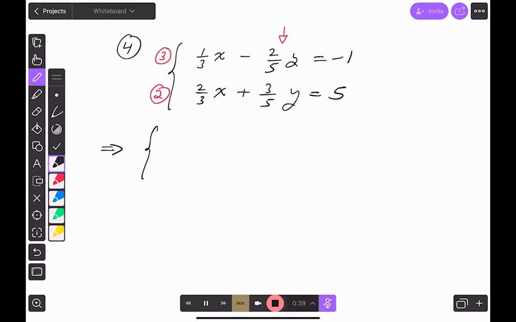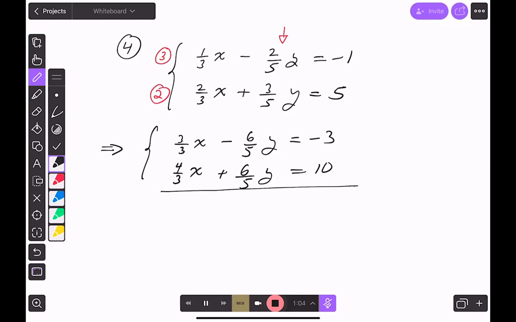3 times 1/3, I'll actually do the work. It's 3/3 of an x. 3 times minus 2/5 is minus 6/5 of a y. And 3 times minus 1 is minus 3. Not so bad. Let's do the second one. 4/3 x plus 6/5 y is equal to 10. Put a line down, add them together, and what do you get? 7/3 x. The y's disappear, and you get 7 over here.